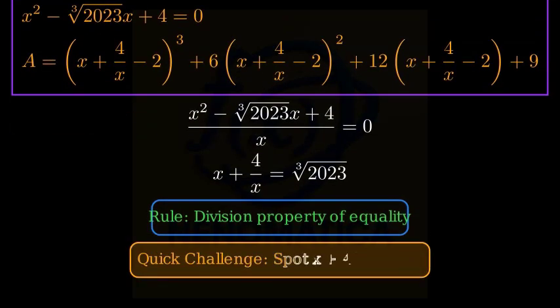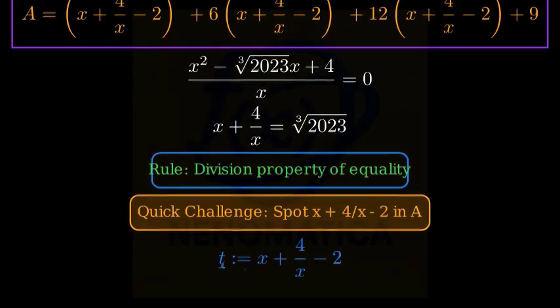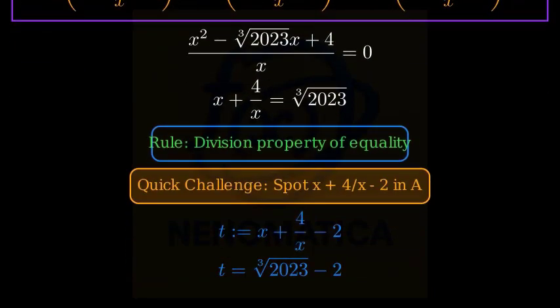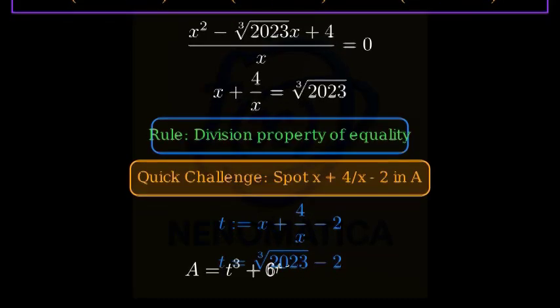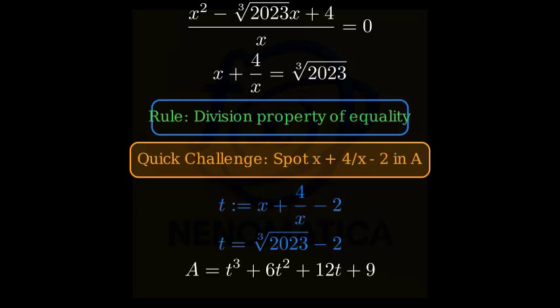Quick challenge. Look at the definition of the big A expression. Where do you see the pattern x plus 4 over x minus 2? Great. We'll turn that into a single symbol to make everything cleaner. Step 2. We will create a substitution. Let t equal x plus 4 over x minus 2. Since we have x plus 4 over x equals the cube root of 2023, t becomes that cube root minus 2. Now rewrite the big A in terms of t only.